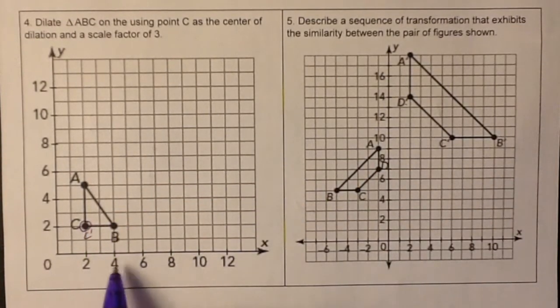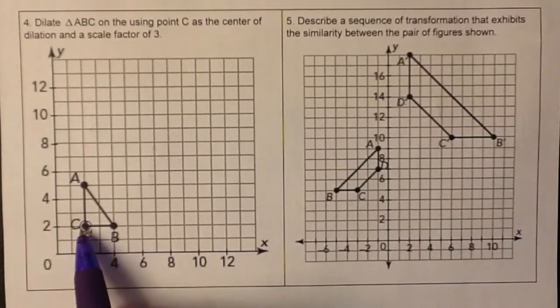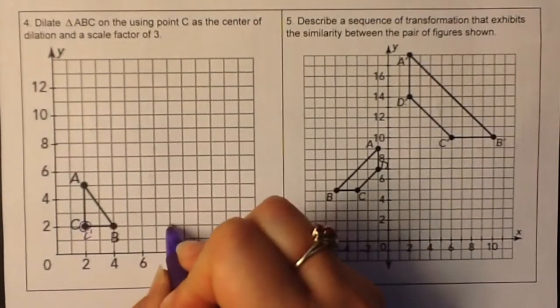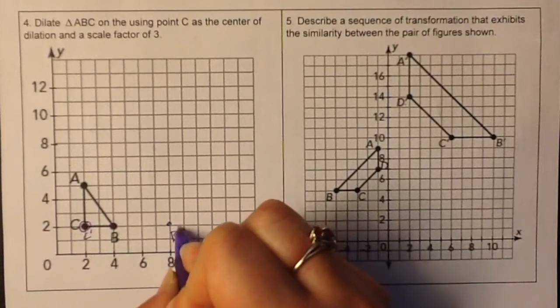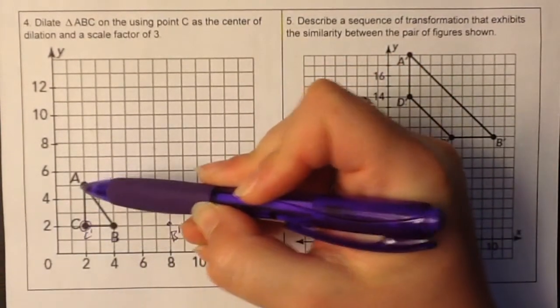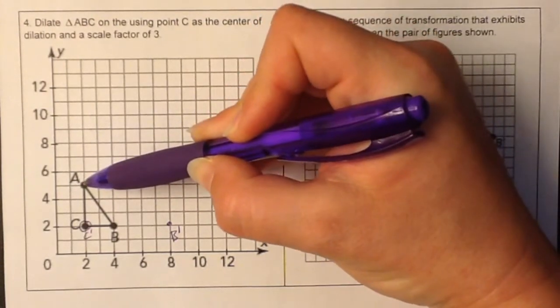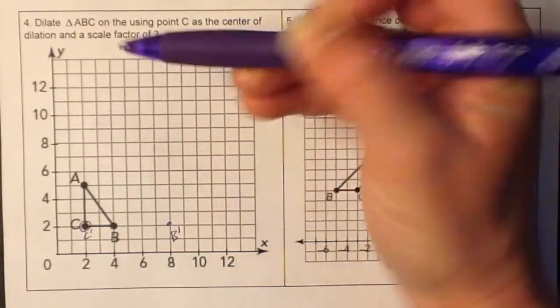B, don't look at the coordinates because those don't matter right now. You can kind of ignore any coordinates. B is 2 spaces away from C, so instead it needs to be 6 spaces away. It's right there. So there's B prime. A is 3 spaces away, so it needs to become 9 spaces away. 6, 9. So there you go.